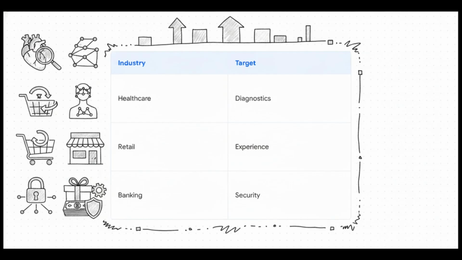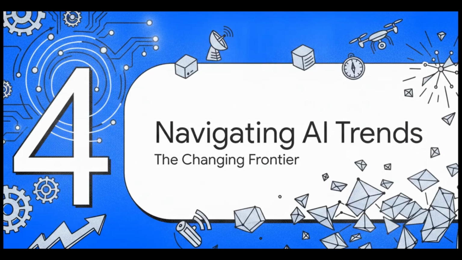It's revolutionizing the entire consumer experience and optimizing impossibly complex global supply chains so your products arrive exactly when you need them. And in banking, AI is acting as an active digital fortress. It's deployed for advanced financial modeling and fortifies security by detecting fraudulent transactions in mere milliseconds, long before they ever clear. Next is Section 4, Navigating New AI Trends.